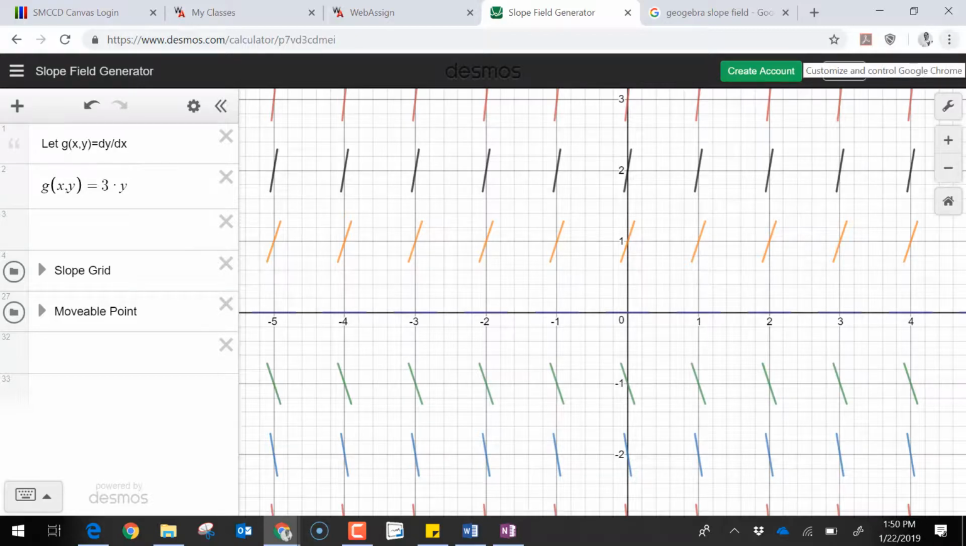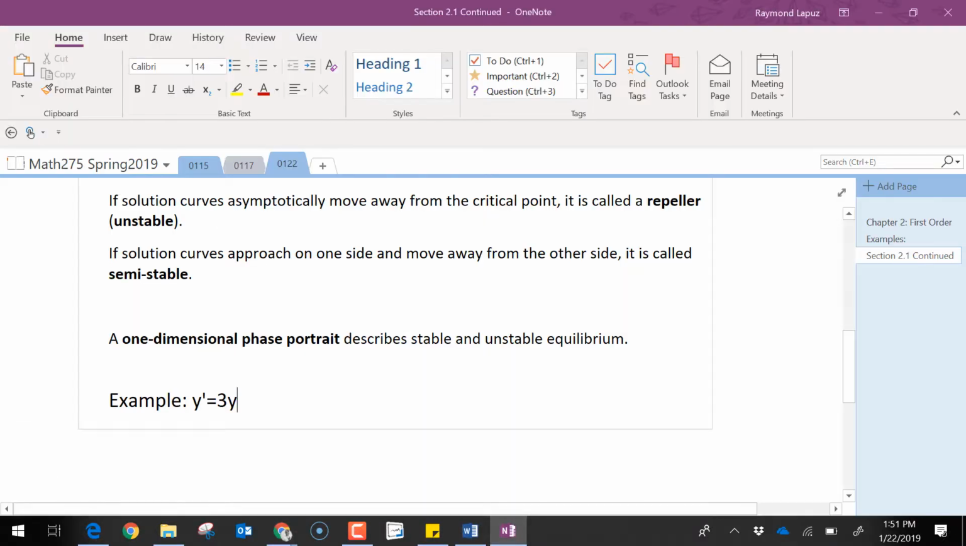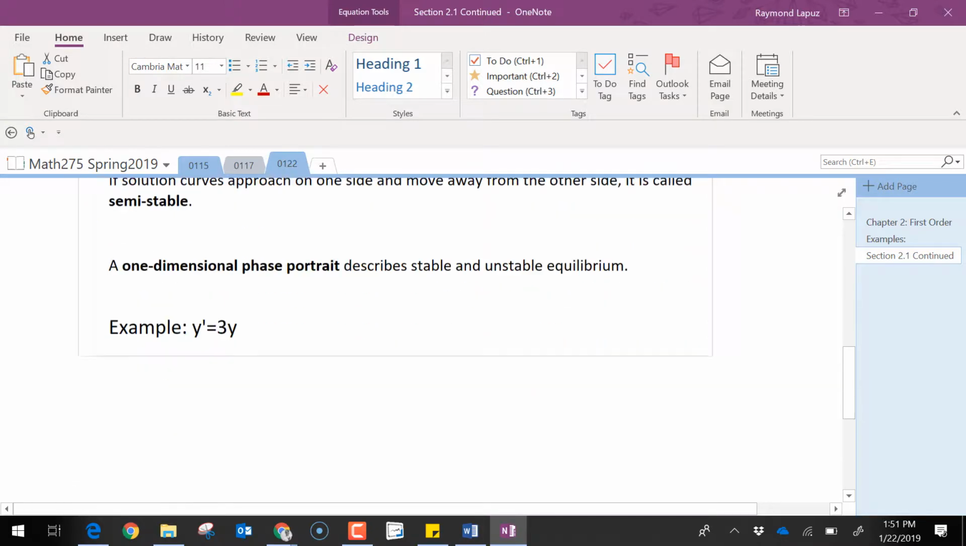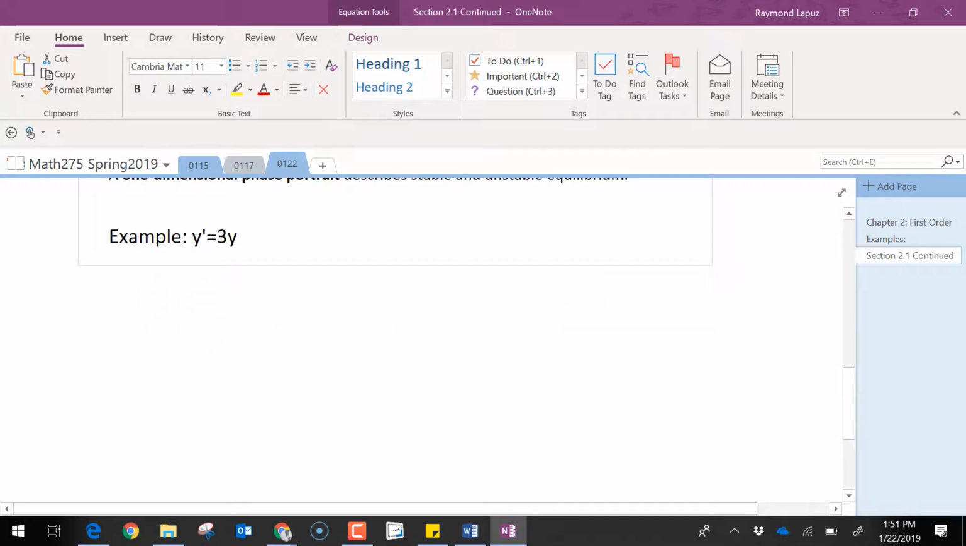So that tells us a couple of things. One, this thing doesn't depend on x, which according to the definition of an autonomous differential equation, there are no x's involved. So it doesn't depend on x. It only depends on y.